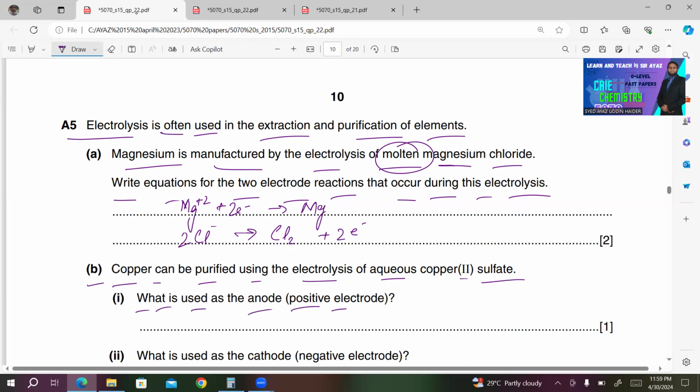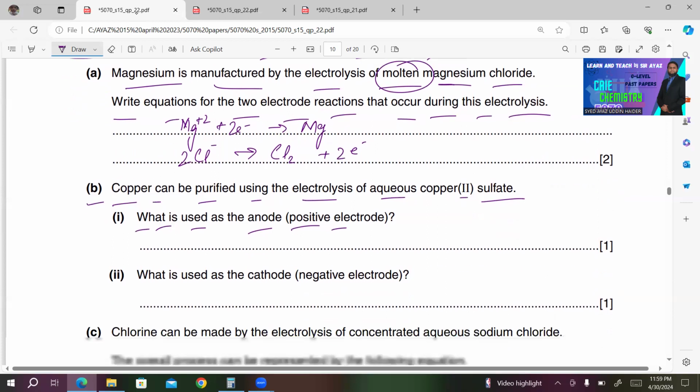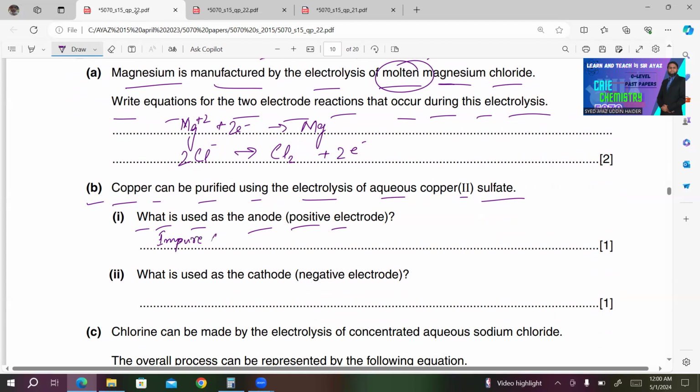Positive electrode. During the purification of copper, using the electrolysis of aqueous copper 2 sulfate, we must have copper electrodes. Both are copper electrodes. One must be impure, another must be pure. Impure must be at the anode. So you write impure copper here. And the cathode must be of pure copper. So you write pure copper here.